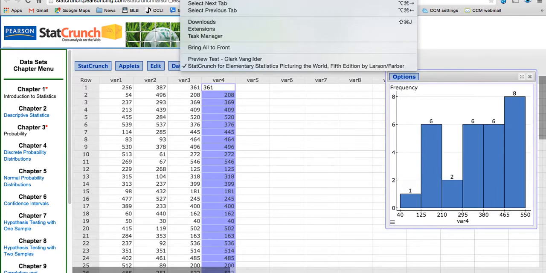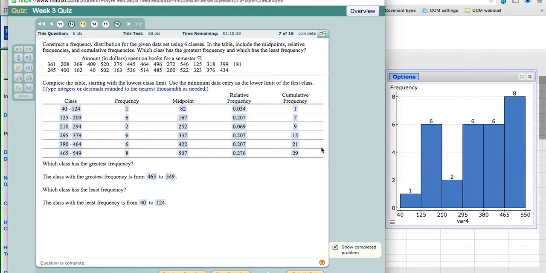Now I'm going to show you the answer, and notice that we start at 40, then the next one starts at 125, 210, etc. And notice 162668, 162668. You have all the data right there. Now the midpoint, you're going to have to do some math and figure out what value is in the middle of this class. So subtract those two numbers and divide by 2. I'm not going to bother with that.